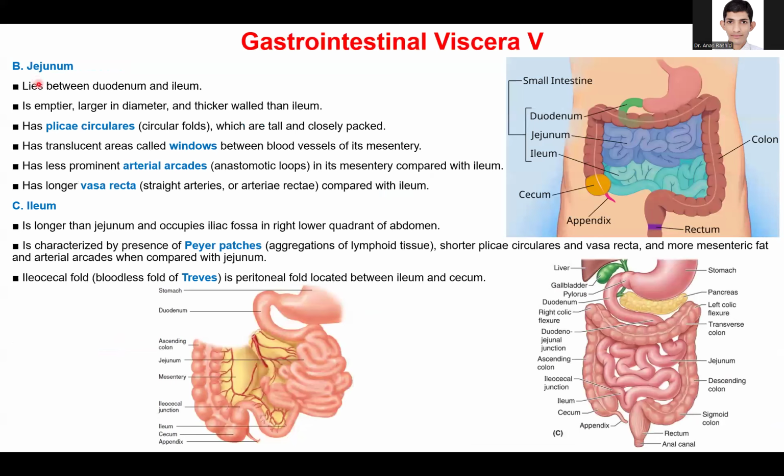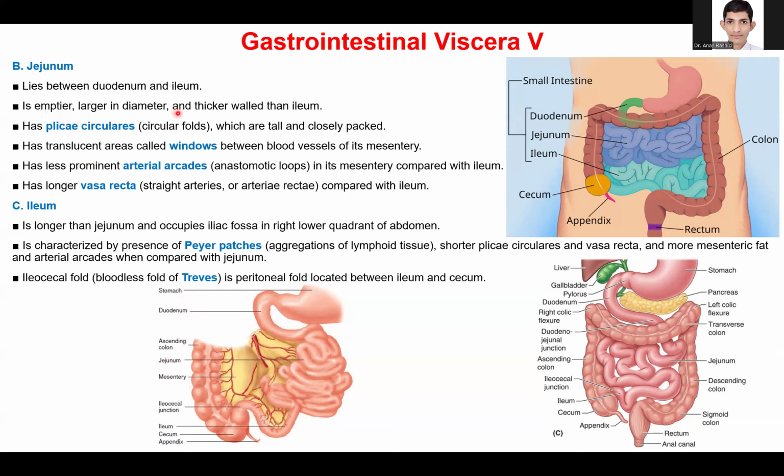Then we have the jejunum, which lies between the duodenum and ileum. We can see here the small intestine, with three parts: duodenum, jejunum, and ileum. We can also see the cecum, the appendix, the rectum, and the colon. And also in this picture, you can see the stomach, duodenum, and other parts of the small intestine.